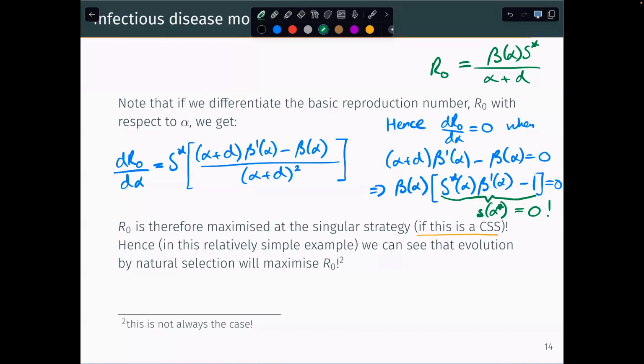so we pick an α where our selection gradient is equal to 0. In other words, we're at our singular strategy. That means that this is going to equal 0. And therefore, dR0/dα is going to equal 0. In other words, our singular strategy, α star, is not only a maximum for our invasion fitness, it's telling us that this is a sort of optimal strategy. It's also maximizing R0. It's maximizing the initial growth of infections.